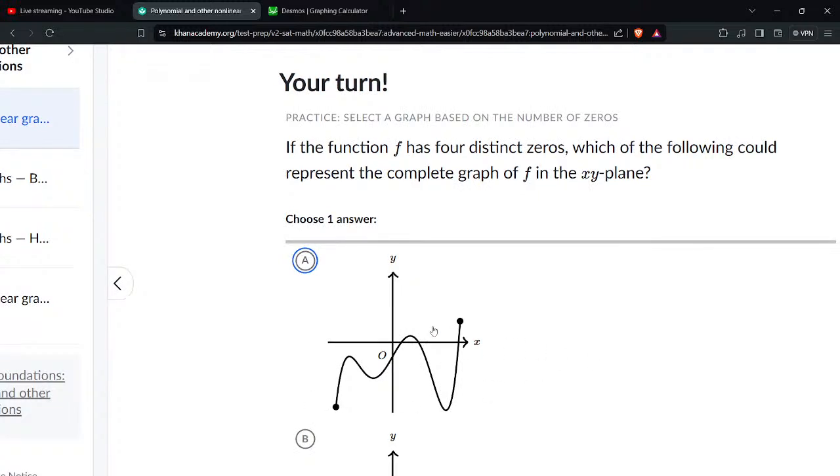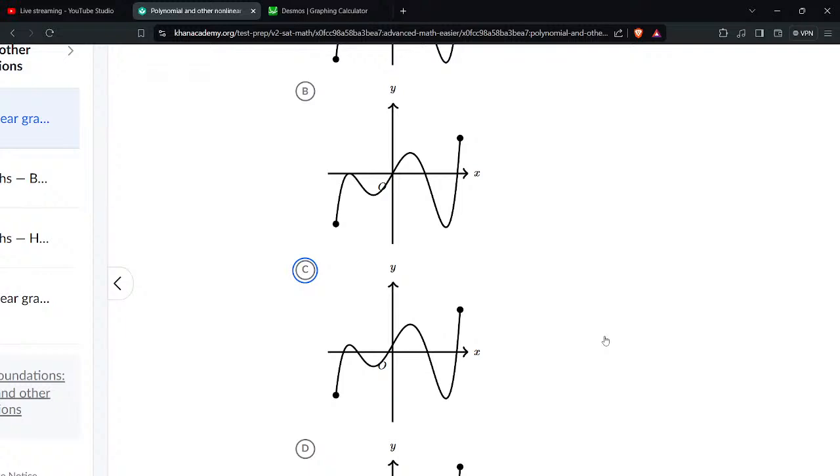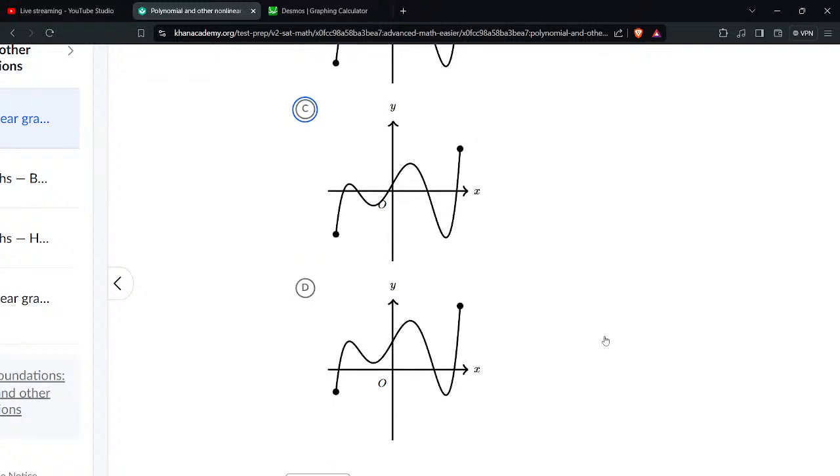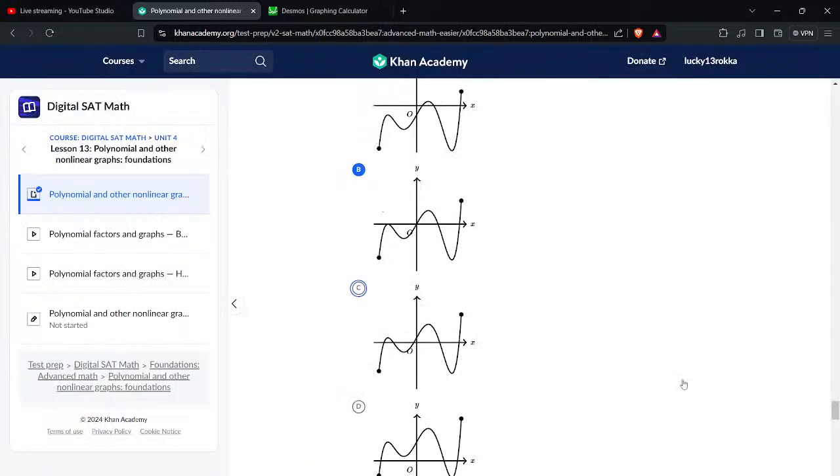We have 1, 2, and 3. We got 1, 2, 3, 4. 1, 2, 3, 4, 5. We got 1, 2, 3, 4, 5, 6.